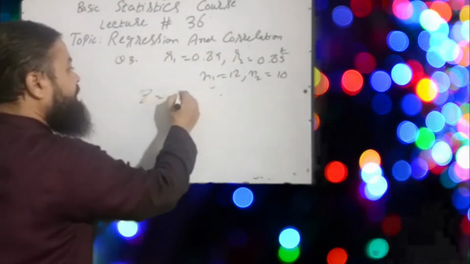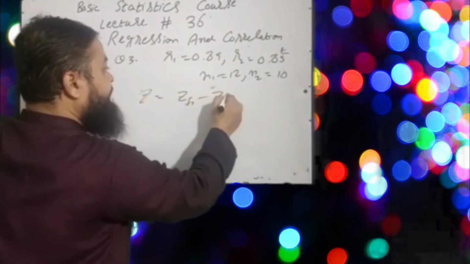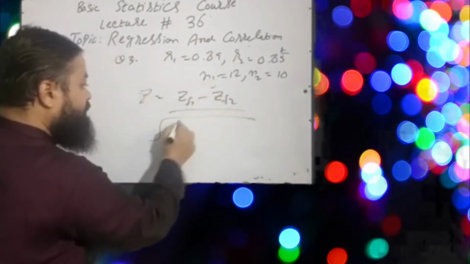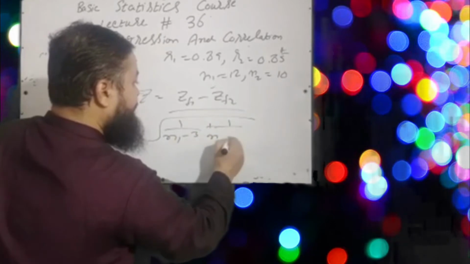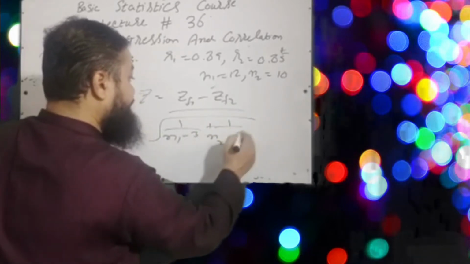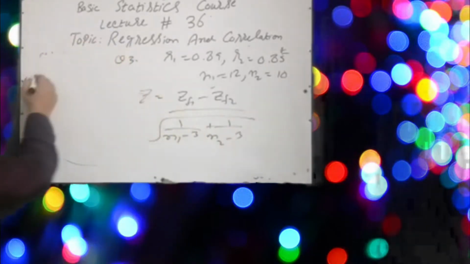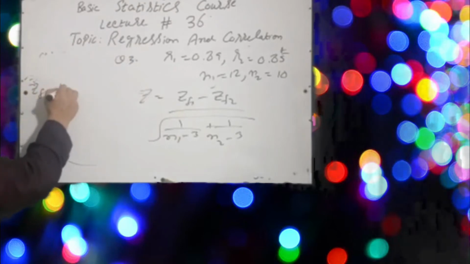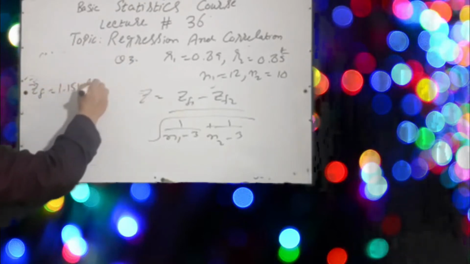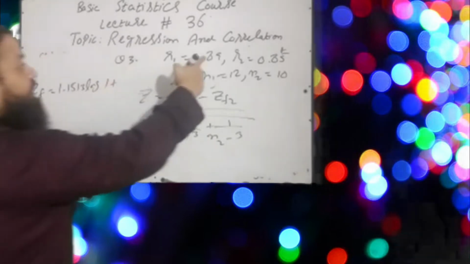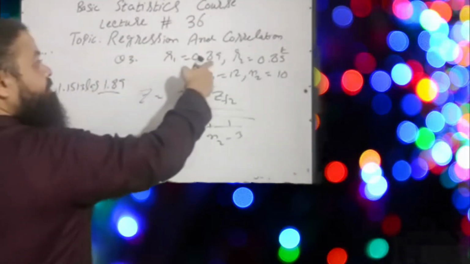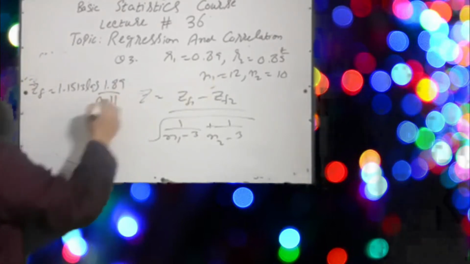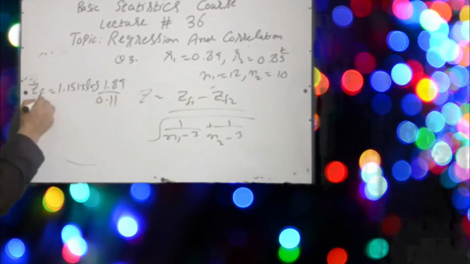Z is equal to ZF1 minus ZF2 over under the root 1 over N1 minus 3 plus 1 over N2 minus 3 under the root. Now just substitute. ZF1 will be equal to 1.1513 log of 1 plus R. R is 0.89. That will be 1.89 over 1 minus 0.89, 0.11. Just solve them and find out the value of ZF1.